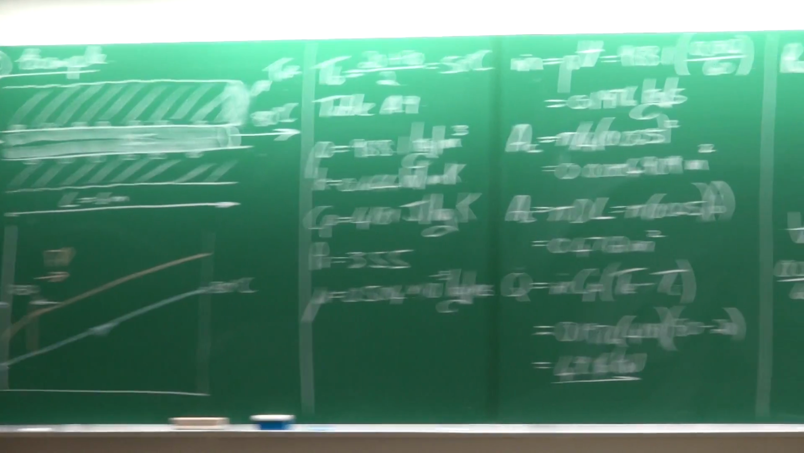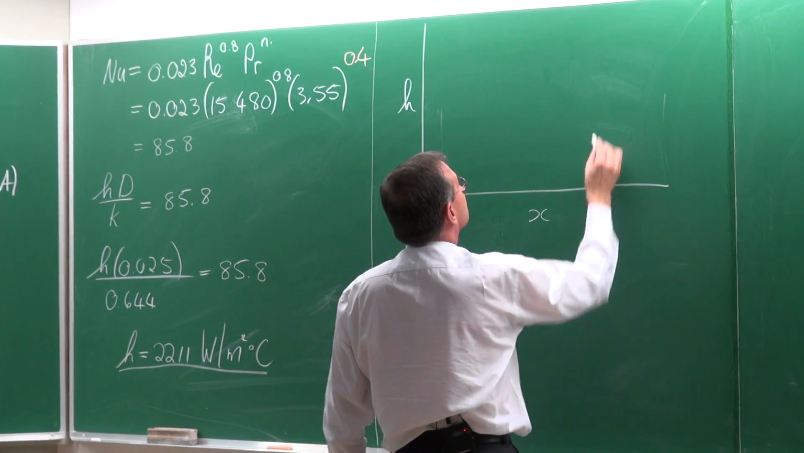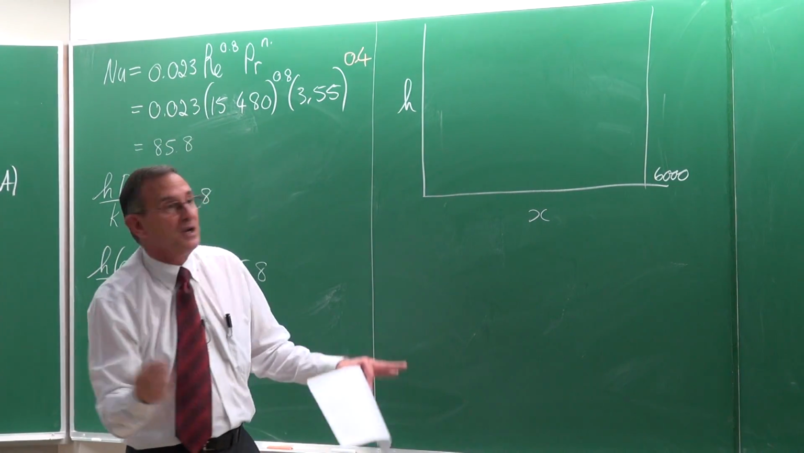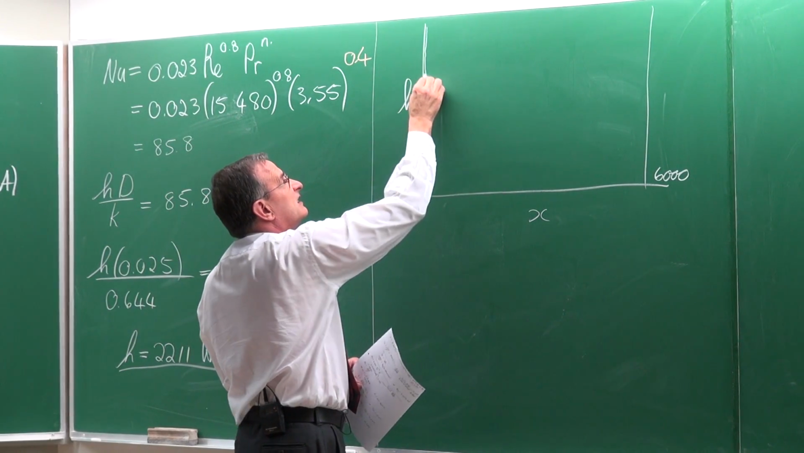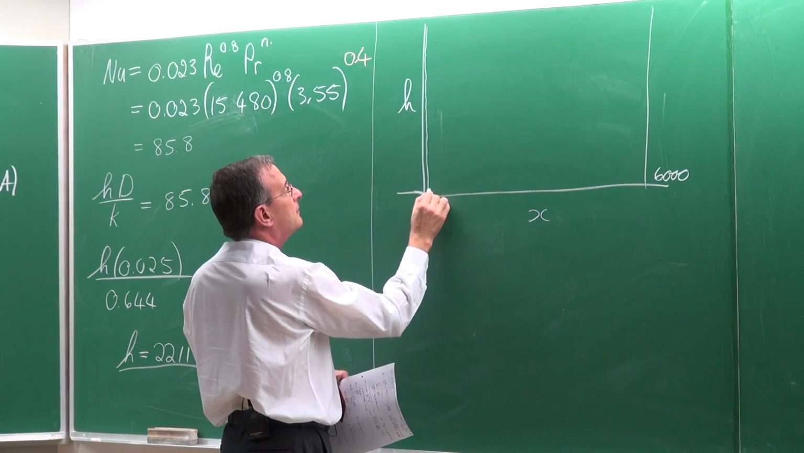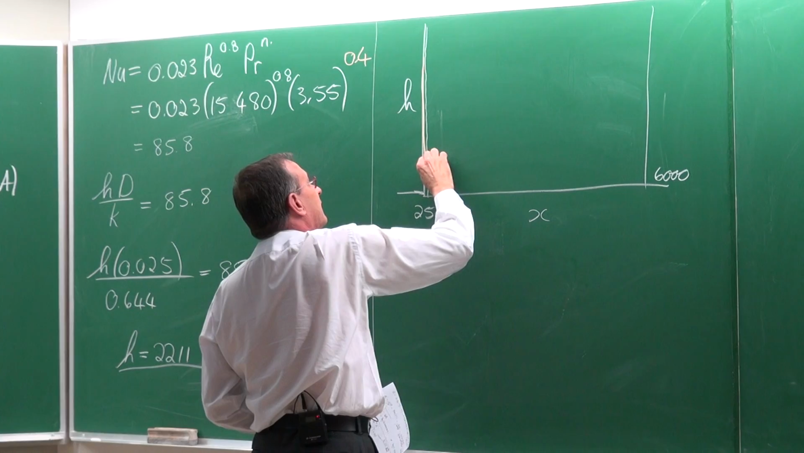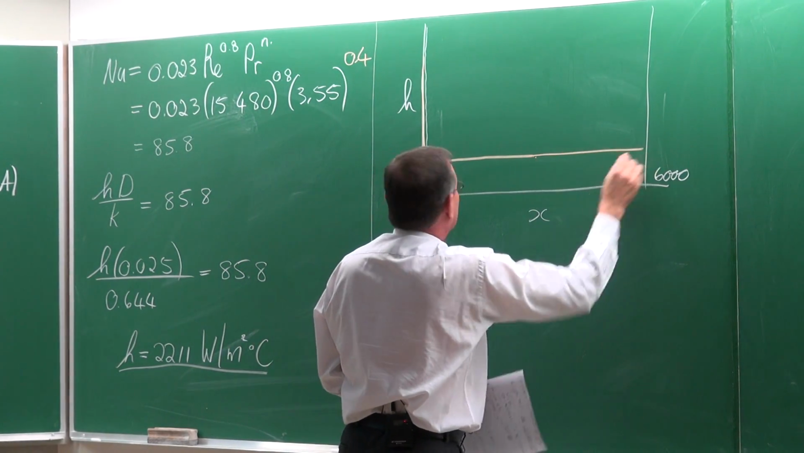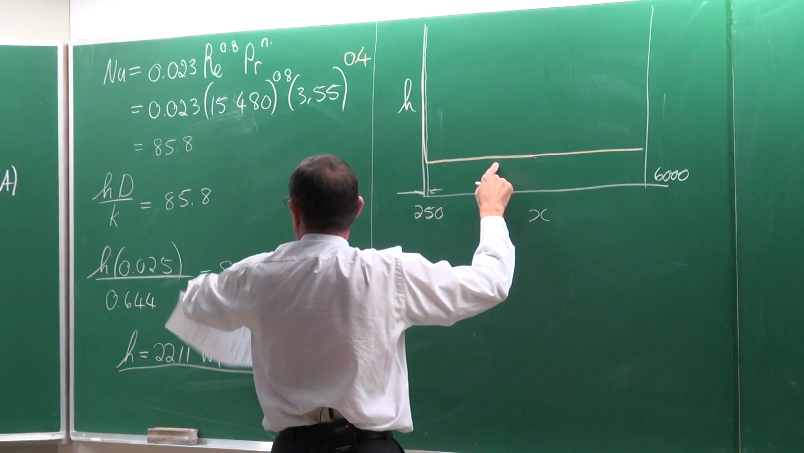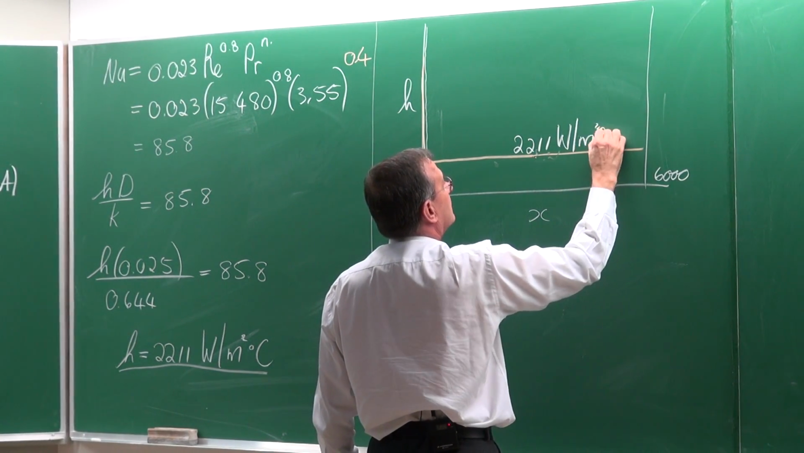So therefore, if we look at the heat transfer coefficient as a function of x, and this is 6 meters, so 6,000 millimeters, 250 millimeters on this scale is something like that, which means that the heat transfer coefficient would do something like that. And so for the first 250 millimeters, it will be higher than 2,211 watts per square meter degree Celsius.